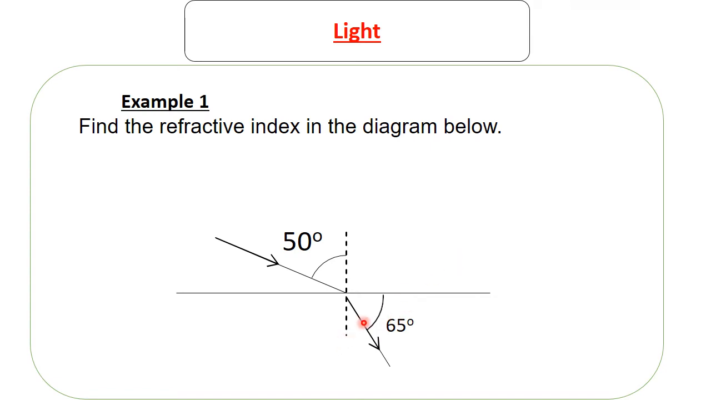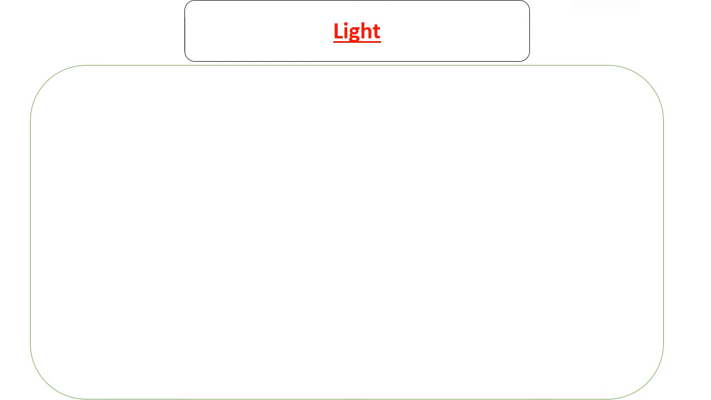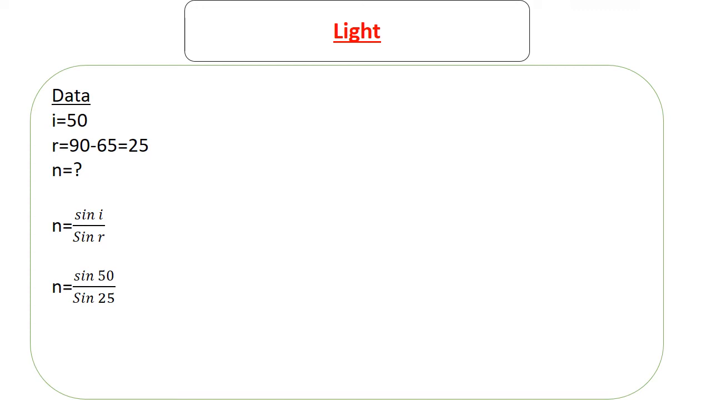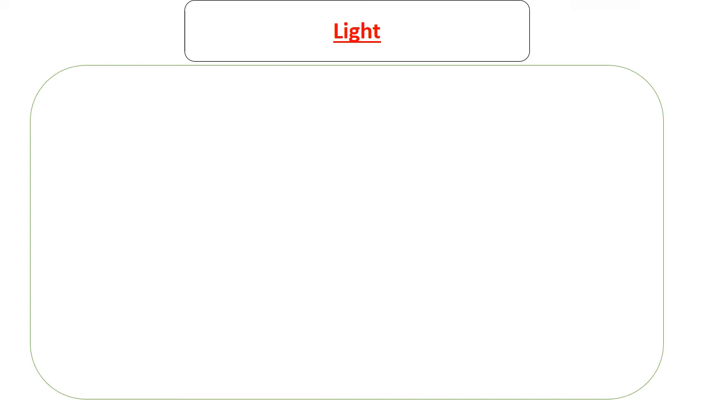So that's the angle of refraction here. So the data from the diagram is: angle of incidence 50, refracted angle is 90 minus 65, which is 25, and we're looking for the refractive index. So we're going to deploy our formula: sine incidence over sine refracted. Sine incidence is 50, sine refracted is 25. So we're going to get 1.813 when you punch this on a calculator. It is a ratio, it has no units. This is the refractive index.